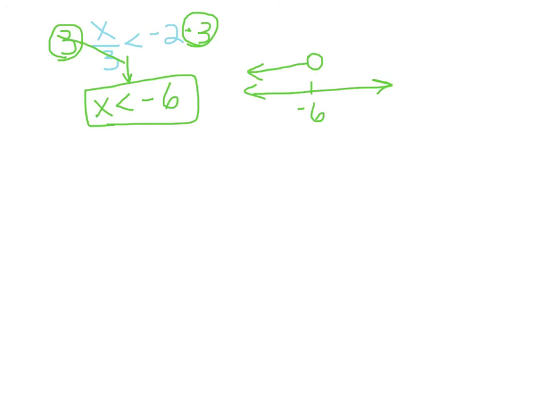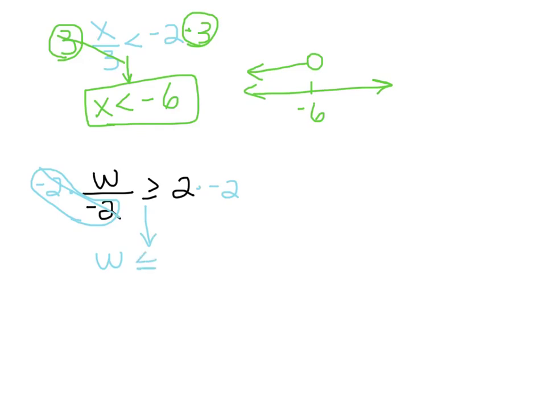Alright, let's try another one. Let's do w divided by negative 2 is greater than or equal to 2. Alright, get w by itself. So undo dividing by negative 2 by multiplying. This time, because I am dividing by a negative, I'm multiplying by a negative, I am going to have to flip over the inequality. And this makes negative 4. Negative 4 goes here, solid, because it says greater than or equal to, to the left.